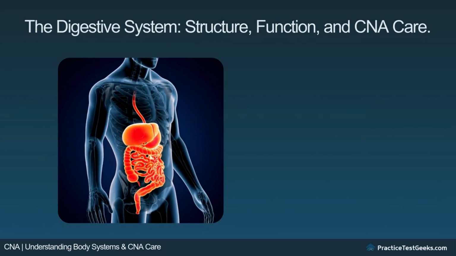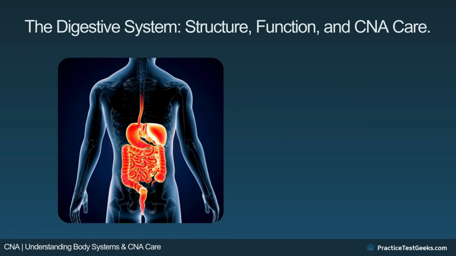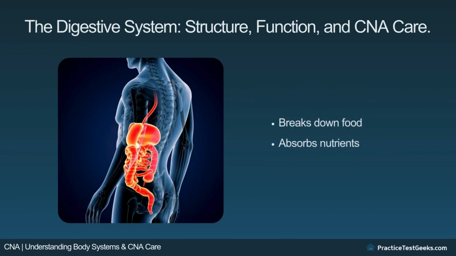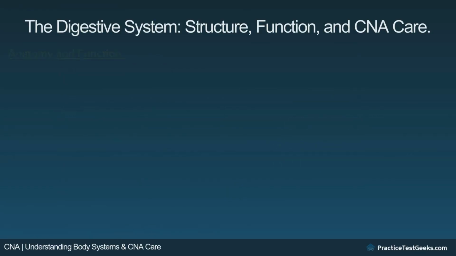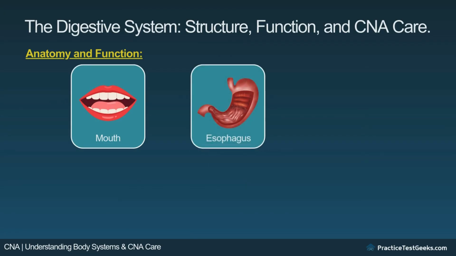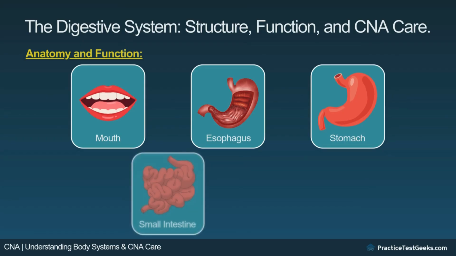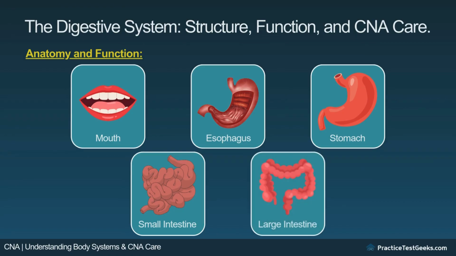The digestive system: structure, function, and CNA care. The digestive system breaks down food, absorbs nutrients, and eliminates waste. Anatomy and function: mouth begins digestion through chewing and saliva. Esophagus transports food to the stomach. Stomach mixes food with gastric juices for breakdown. Small intestine absorbs nutrients into the bloodstream. Large intestine absorbs water and forms stool.